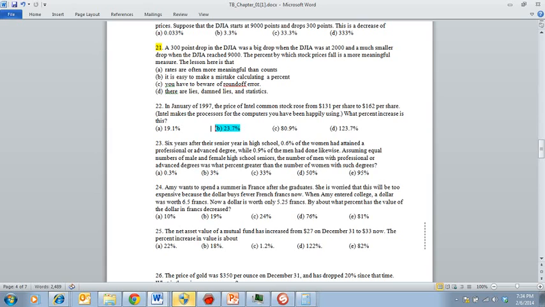Also, you have to read these carefully. Maybe it would have asked for the, I'll tell you later when we get there. 23: 6 years after their senior year in high school, 0.6% of the women had attained a professional or advanced degree, while 0.9% of the men had done likewise. Assuming equal numbers of male and female high school seniors, the number of men with professional or advanced degrees is what percent greater than the number of women with such degrees?